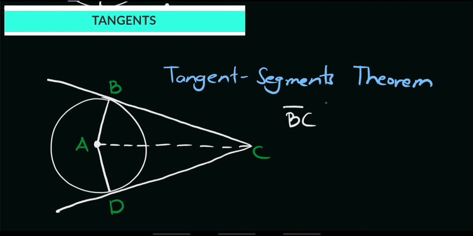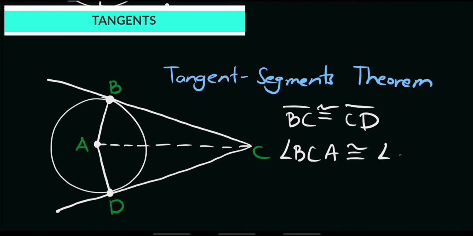So this segment BC, where point B is our point of tangency, and line segment CD, from point D, the second point of tangency, automatically contain the same measurement. That is according to the tangent segment theorem. And then the angles formed by the external point, point C, are automatically congruent. So again, we have angle BCA congruent to angle DCA. Right, so that is the tangent segment theorem.